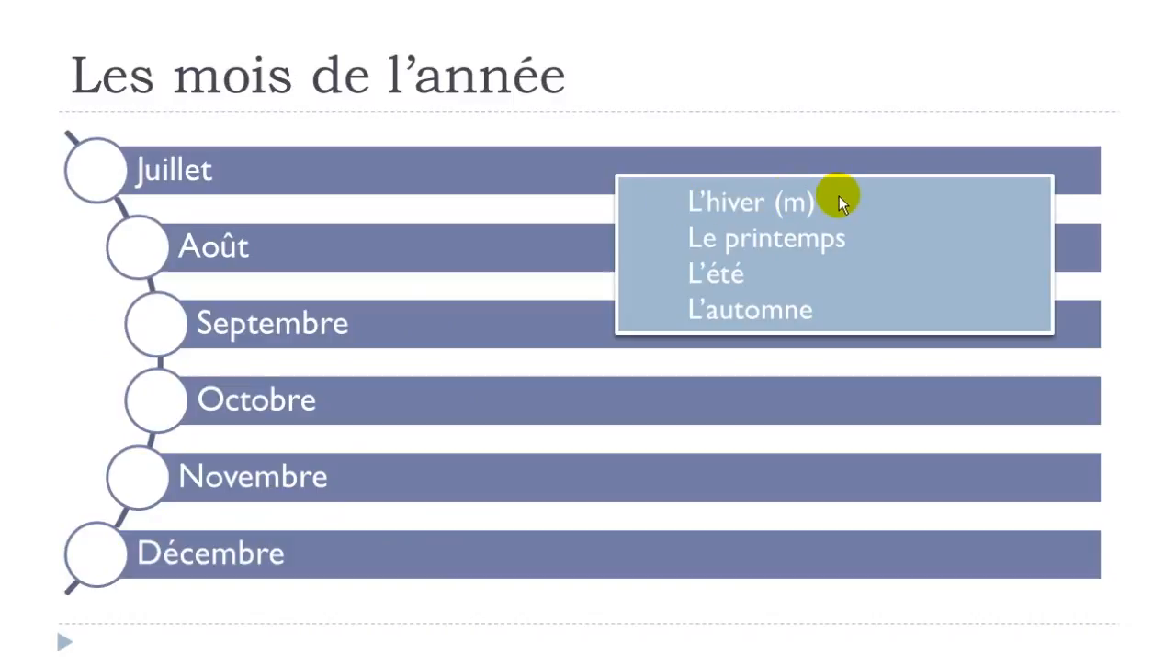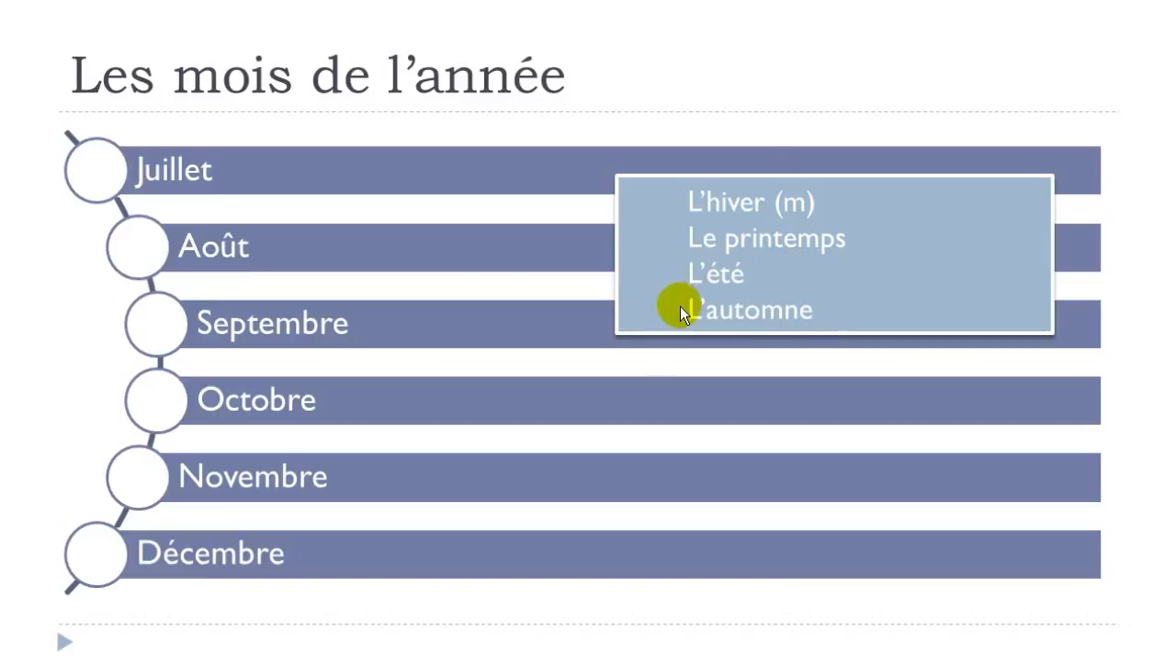Okay. The little gift. L'hiver. It means winter. I've been putting this M here just to tell you that it's masculine. L'hiver. Le printemps. Spring. L'été. Summer. I forgot to put it, but here I should put M because it's masculine. L'été.